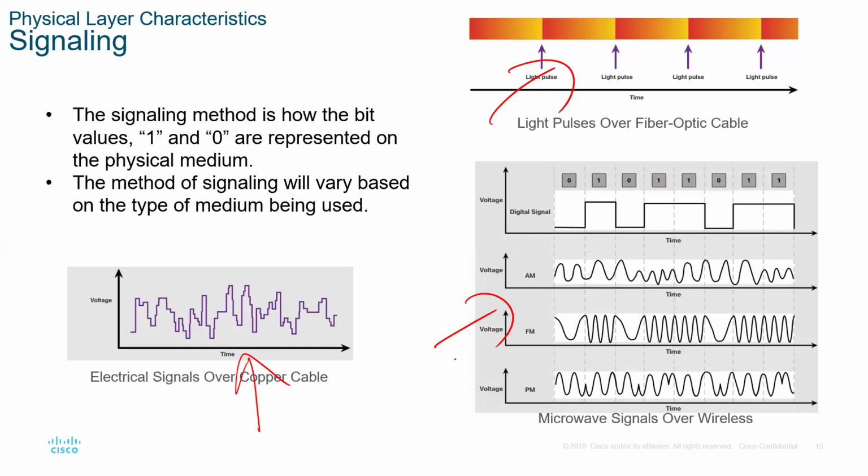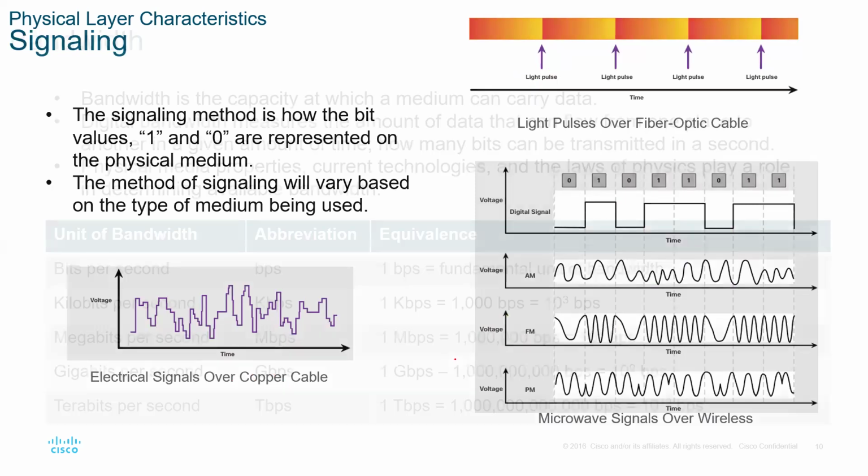So it all depends on the media or the channel. Depending on the media, we have different types of signaling. For copper, the signaling that we will use is electrical signal. For fiber, we have light pulses. Then for a wireless medium, we have microwave signals, radio signals, electromagnetic waves, same terminology. Right, bandwidth.